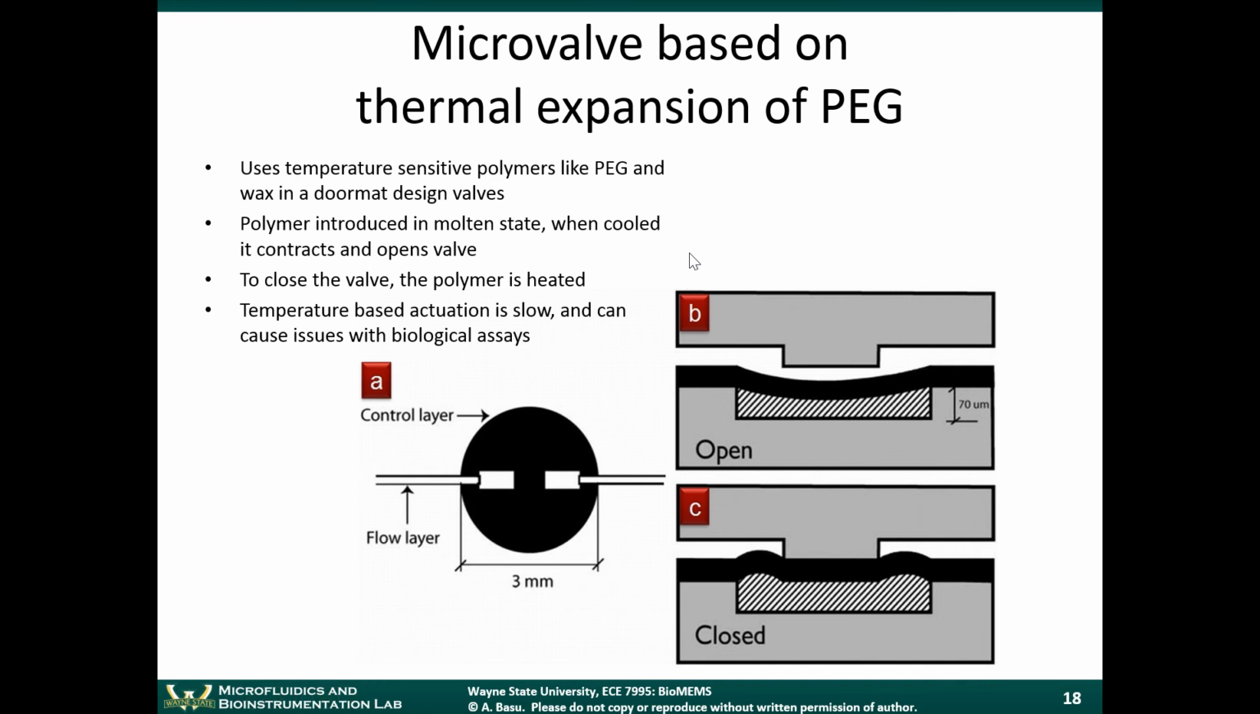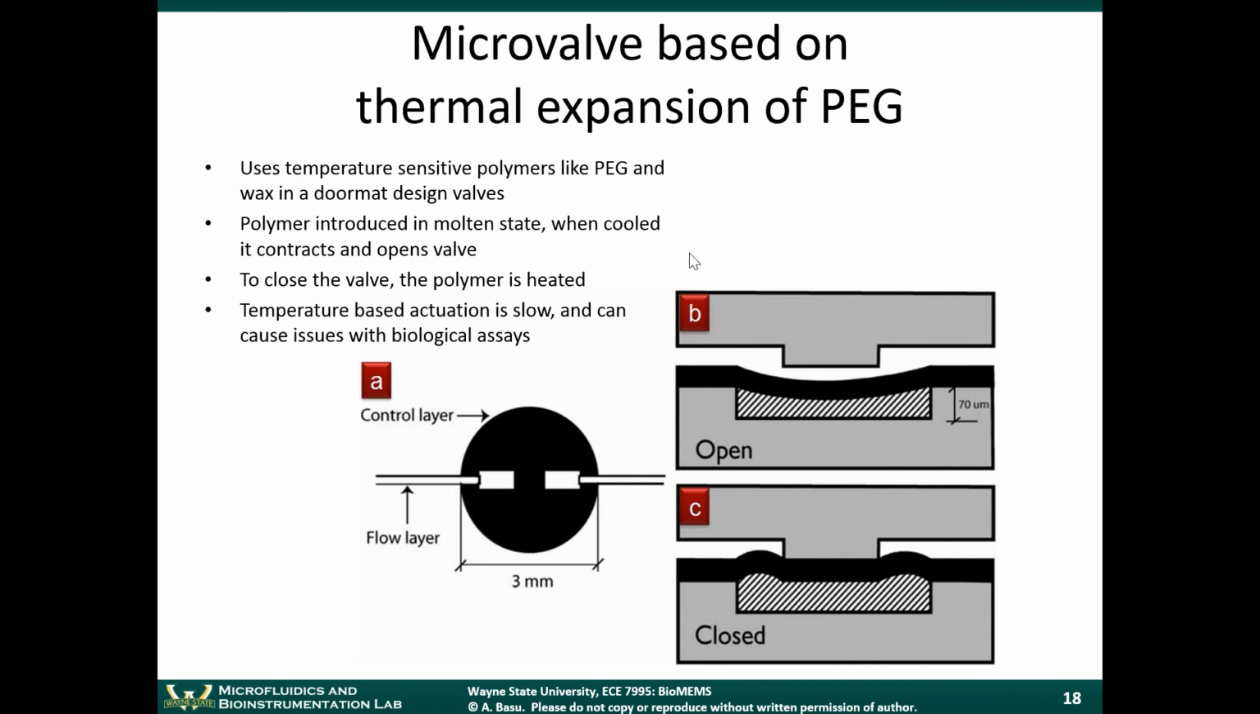PEG is a polymer. Does anyone remember what PEG was used for from the last module? Yeah. To prevent biofouling, that's right. It's one of those coatings that prevents protein absorption.